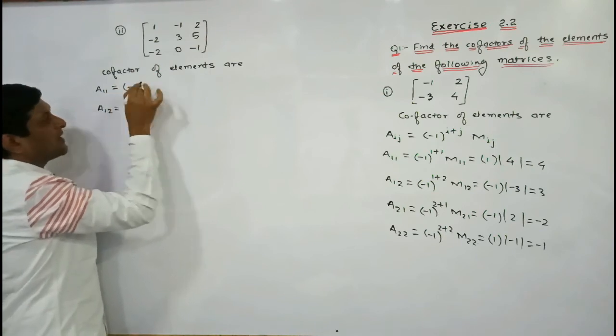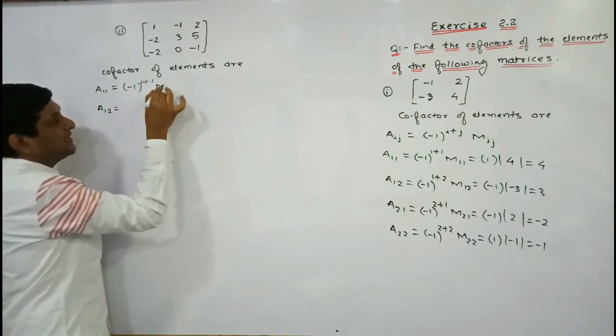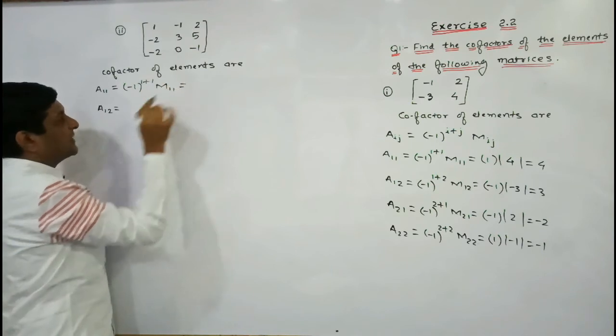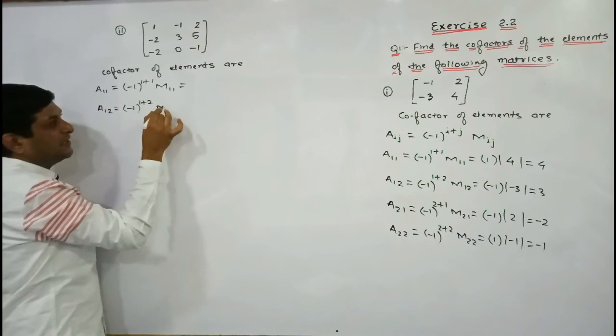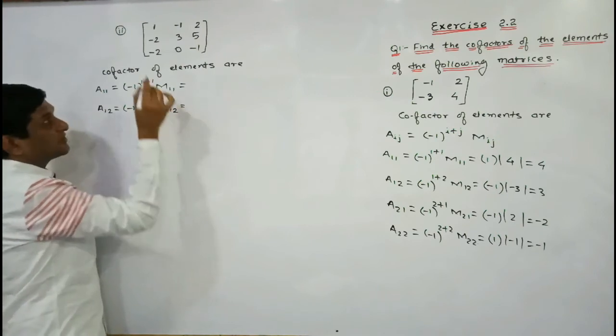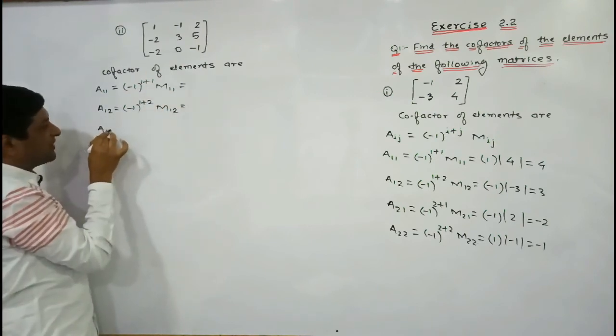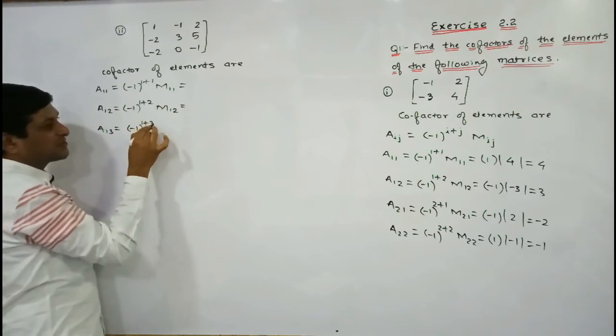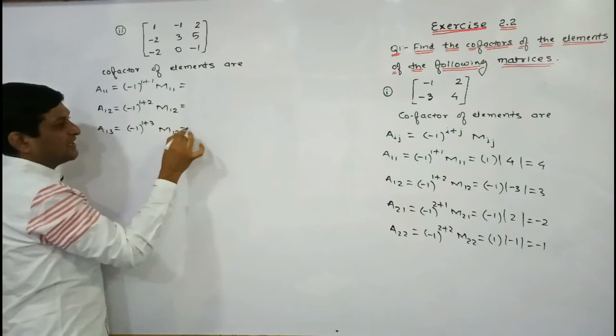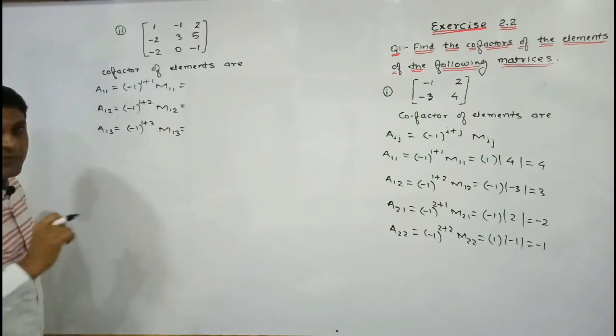Minus 1 raised to power i plus j means here 1 plus 1 into m11. Here what will we get? Minus 1 raised to power 1 plus 2 into m12. Then the third element lies in first row and third column, so its minor is minus 1 raised to power 1 plus 3 into m13. In the same way, find out the minor of every element.